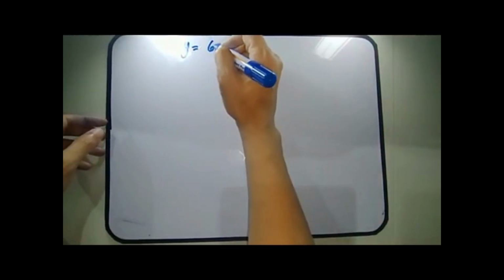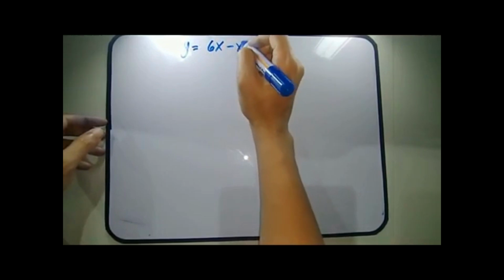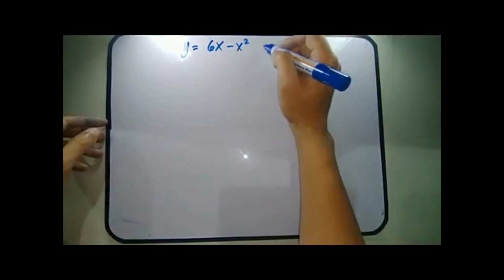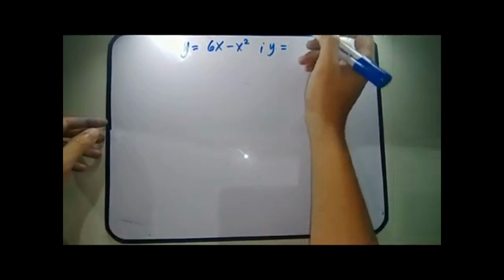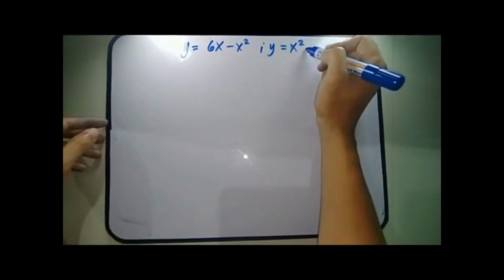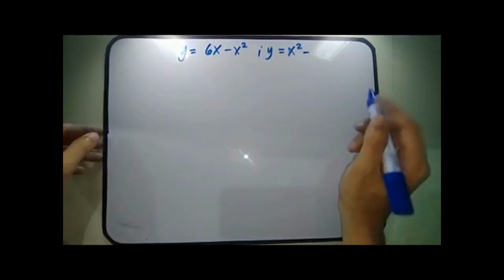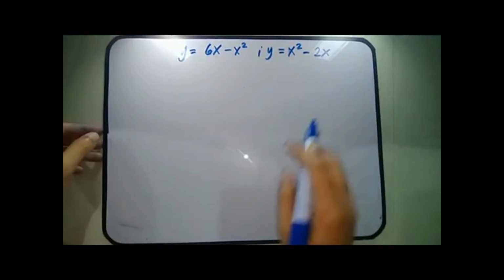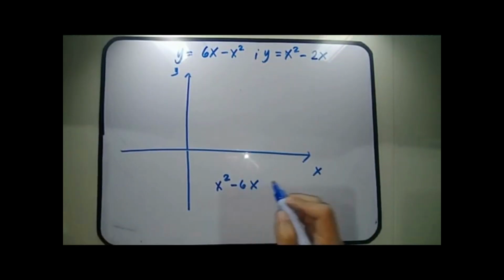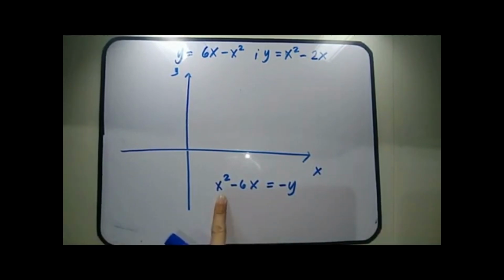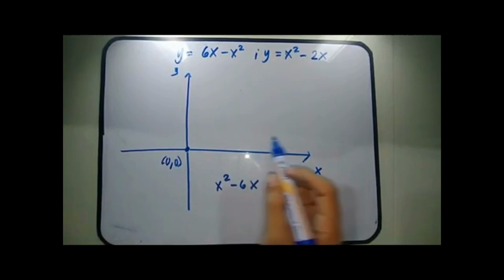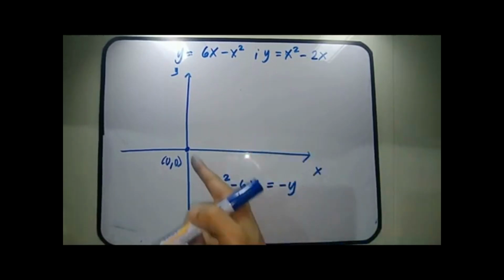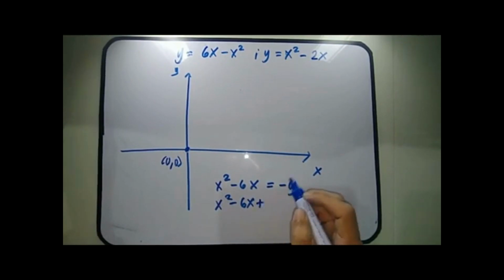Y is equal to 6x minus x squared, and you have here y is equal to x squared minus 2x. So the first step is to graph the curve. So we need to find the vertex, but it's evident here that it actually touches the origin. So if x is 0, y is 0. So we need to complete the square. So x squared minus 6x. It's either upward or downward. So we complete the square.